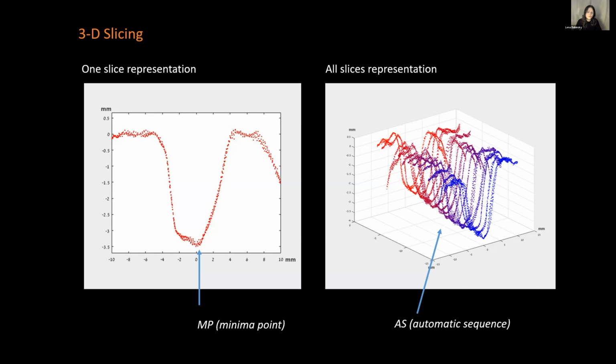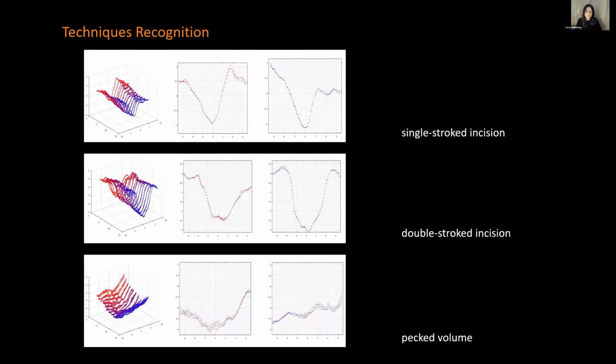Another is a combination of all the slices, the automatic sequence. We call it AS. The technique recognition is a combination of the number of minima points and the general shape of the slice. Here we can see differences in the shape and the number of the lowest points. I say that we don't look only at one slice, but at their combination and at the computational parameters, which I will show in a bit.